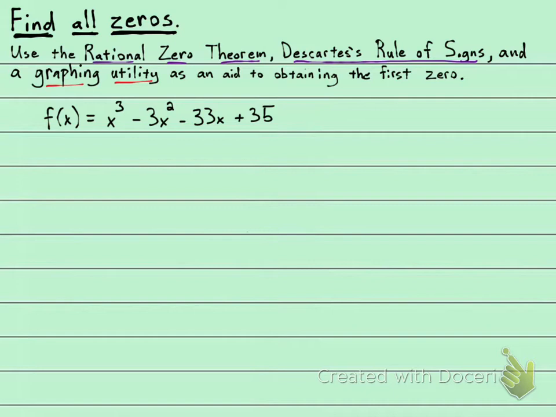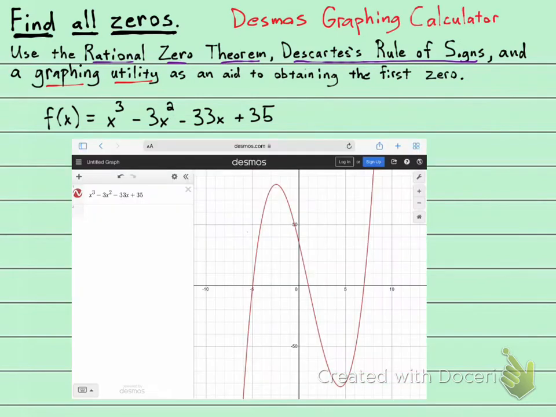Well, guess what? This is going to be only a graphing utility, and I want you to go online and look up Desmos Graphing Calculator. And when you get there, you are going to type in your polynomial right here. You don't need to put the y equals or the f of x equals. You could see I just put x to the third minus 3x squared minus 33x plus 5. And when you do that, it's going to show you your graph.